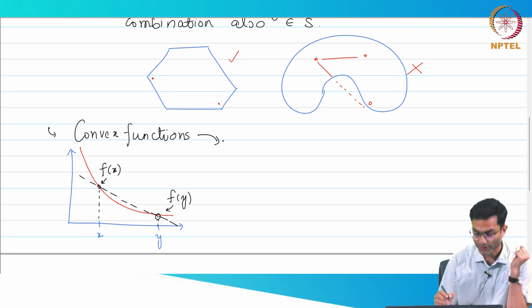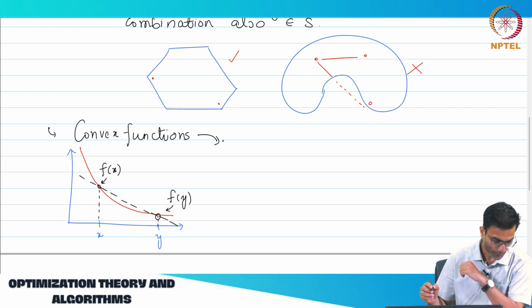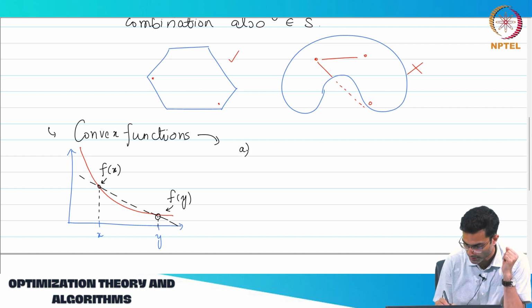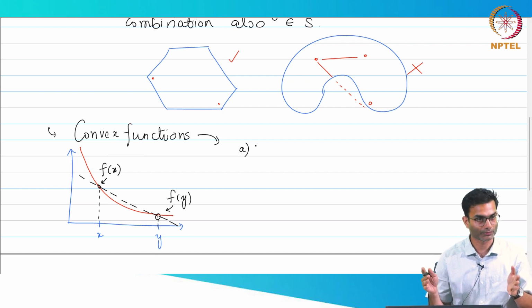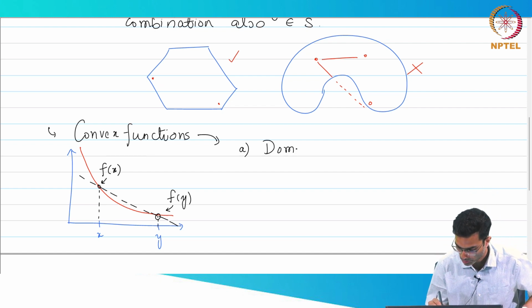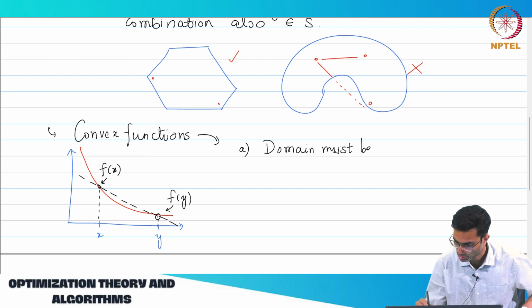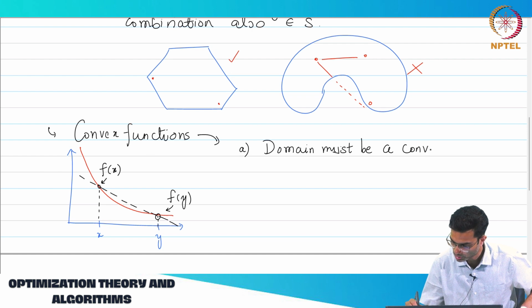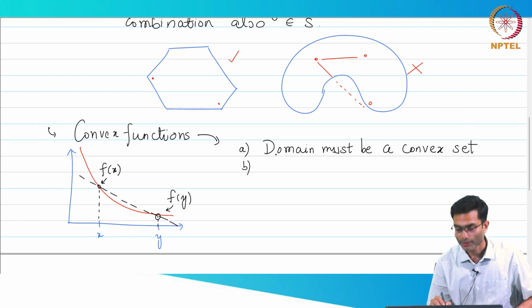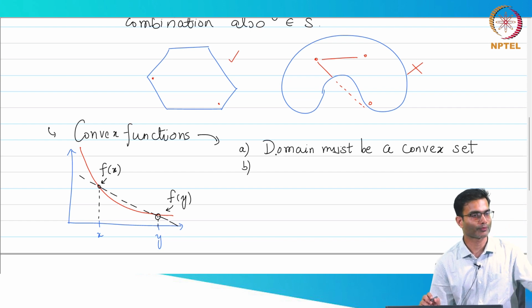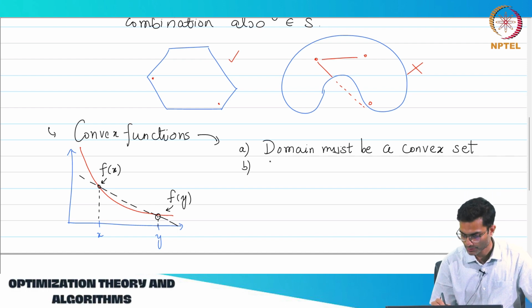So a convex function is a function that has the following properties. The first property is that its domain should be a convex set, okay. We already know what a convex set is, okay. Right. The second point is the really critical point. What defines a convex function is the following must hold true.